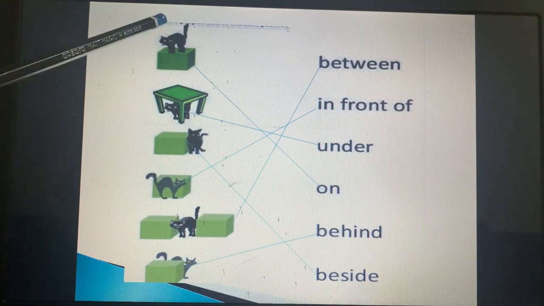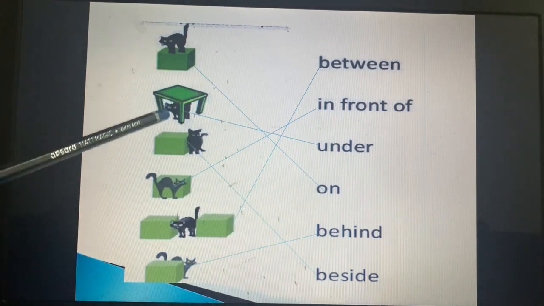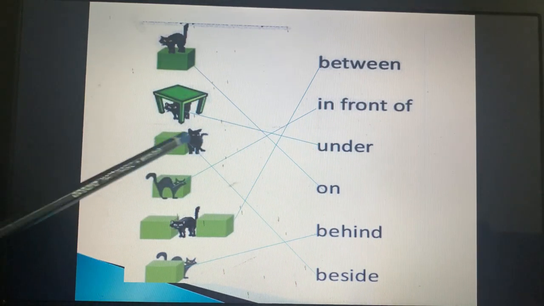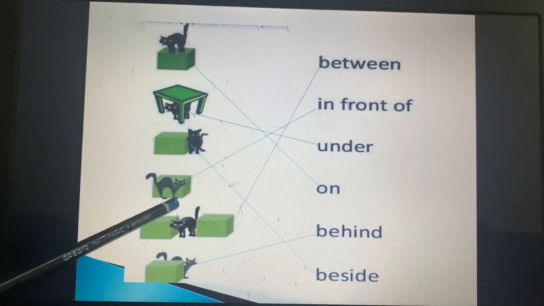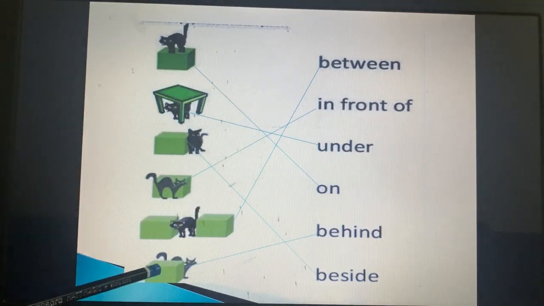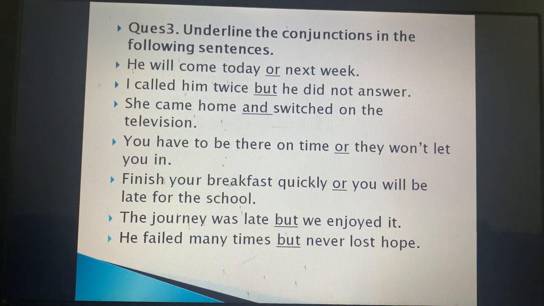Where is the cat? It is on. So on. Now it is under the table. Under. It is beside. Beside means by the side of. Beside. In front of. के सामने. दो के बीच में है between. अब उसके पीछे है behind. जब किसी के पीछे होती है तो क्या यूज करते हैं? behind. Next question which I gave you, to underline the conjunctions in the following sentences.